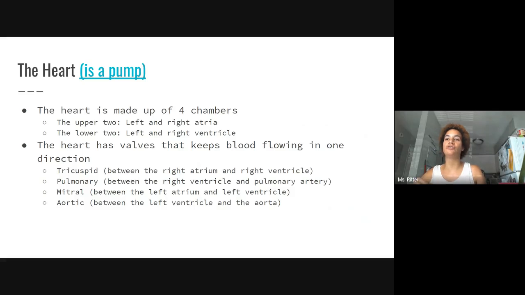Okay, so I'll show you this in just a second, so hang tight there. But you do need to know these are the parts which we will need to know for actually understanding the heart.